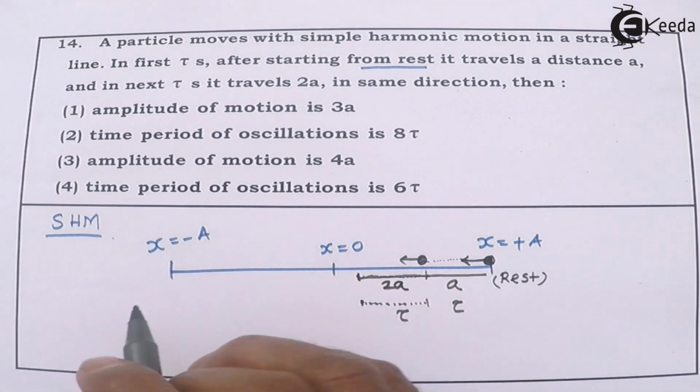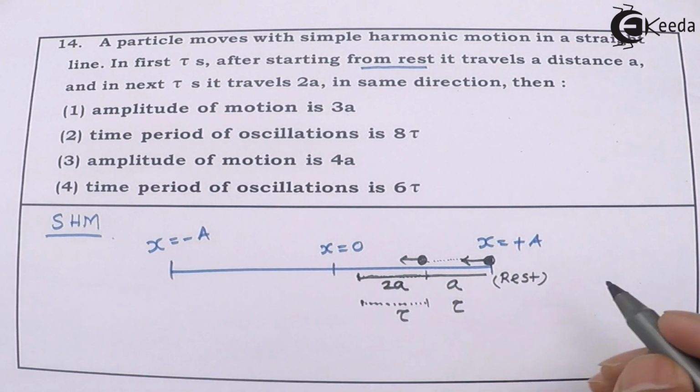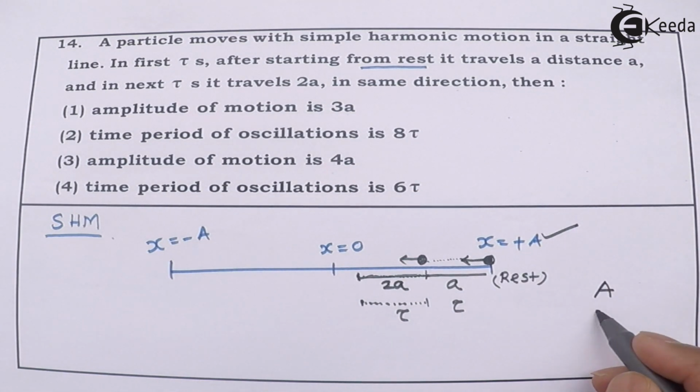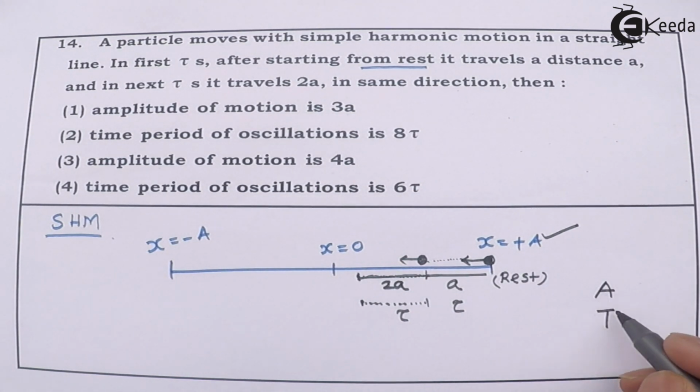That means you have to find two things. One is the amplitude of oscillation, that is a, and you find the time period T. Out of this you solve for a and T and see which one of the following options is correct. So how to solve this question?